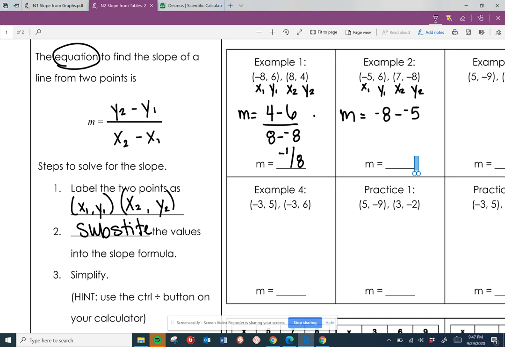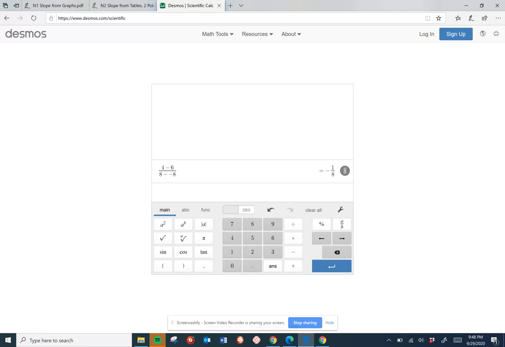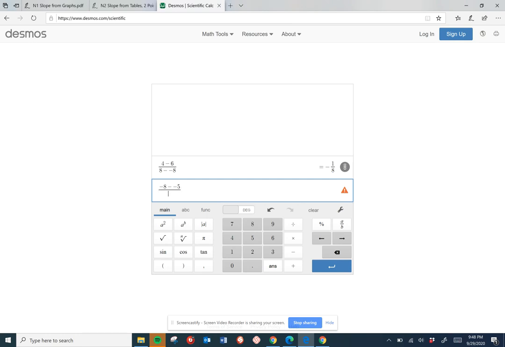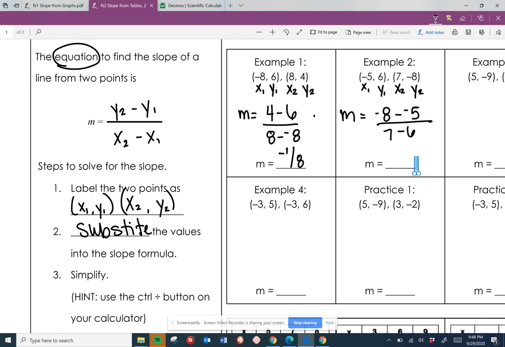We'll go over to our Desmos. Same thing, press this fraction button, -8 minus -5. Again, the negative and the minus are not different on Desmos. They are different on your Nspire in class. And then on the bottom, we will have 7 minus 6. And we get -3. So that will be our answer. m equals -3.